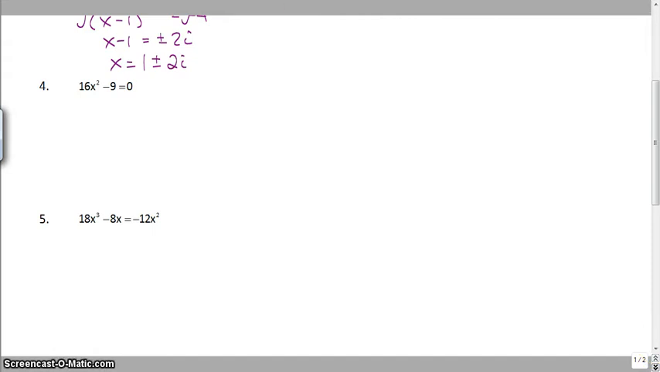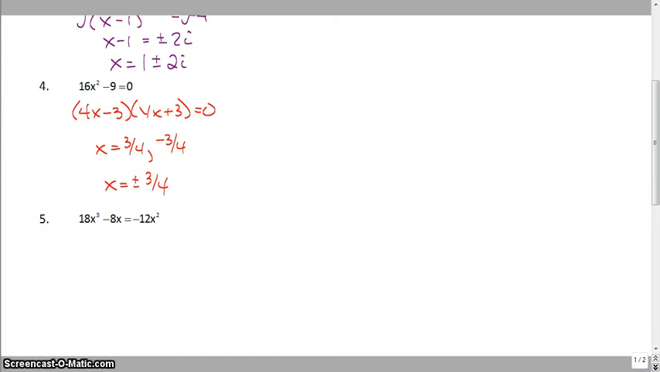So for number 4, what you want to do is you have 2 terms. They're both perfect squares. There's a minus in between. You've got 4x minus 3 and 4x plus 3 equals 0. So x is equal to 3/4 and -3/4. Or if you prefer, x is equal to plus or minus 3/4. Either way, same thing. And so that would be definitely the fastest way to do that, unless you wanted to do solving by square roots, because you can take the square root of 9 over 16. It would work out to be 3/4 as well.